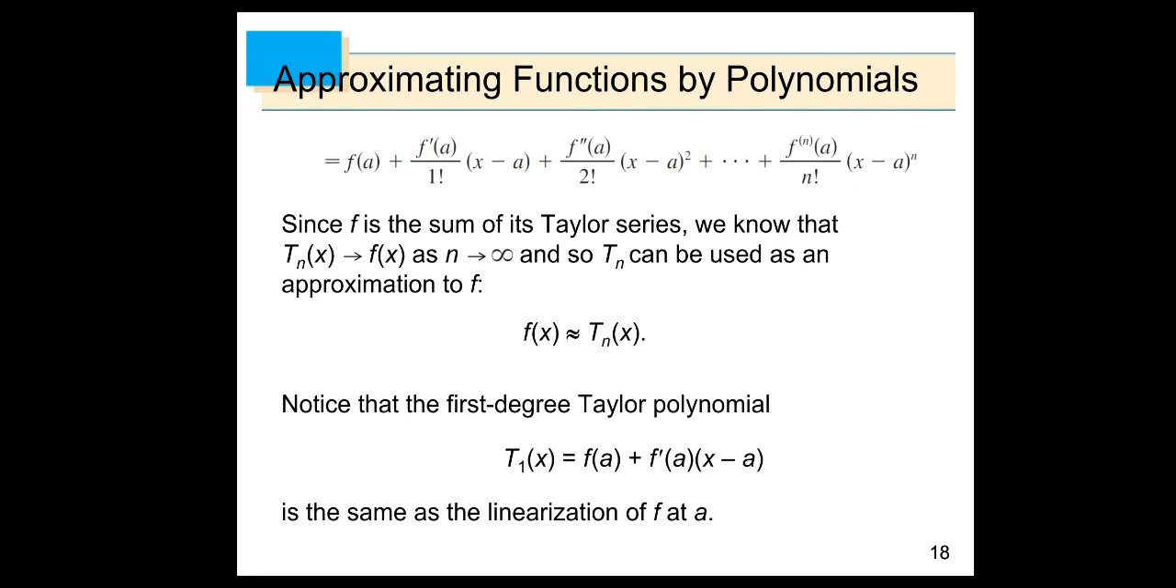So t sub n can be used as an approximation of f, and we can say that f of x is approximately equal to t sub n of x. And notice the first degree Taylor polynomial is t1 of x equals f of a plus f prime of a times x minus a, and it's the same as the linearization of f at a.